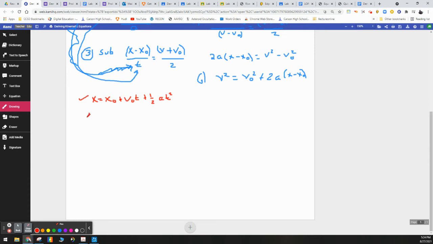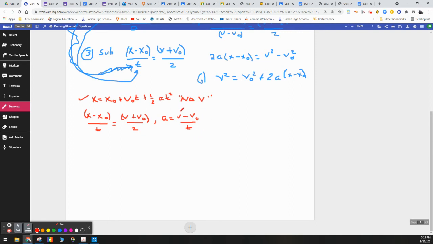Let's take a look here. We're going to start with X minus X0 divided by T, which is equal to V plus V0 divided by 2. So we have this here, and we also have the definition of acceleration, which is V minus V0, and we're going to divide this by T. Here we want to look closely: there's no V in the equation we want.